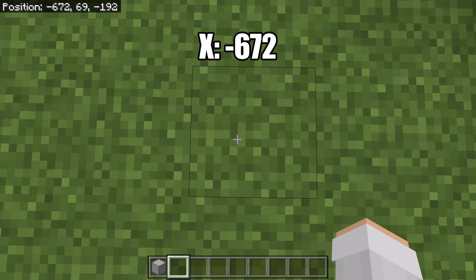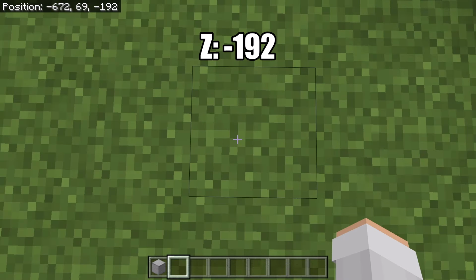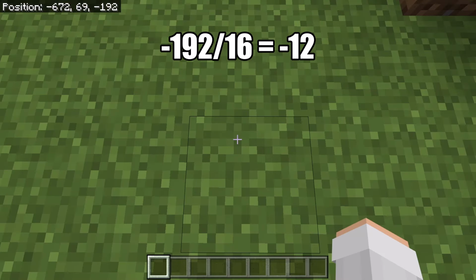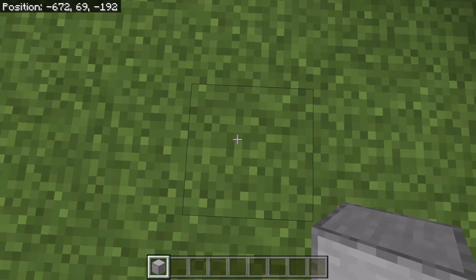The X coordinate at this spot is negative 672. Negative 672 divided by 16 is negative 42. The Z coordinate at this spot is negative 192. Negative 192 divided by 16 is negative 12. Since when both the X coordinate is divided by 16 and the Z coordinate is divided by 16, they don't equal decimals, I know that this spot is the northwest corner of a chunk.